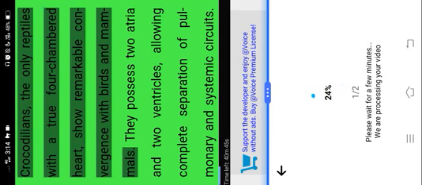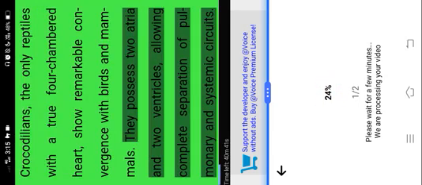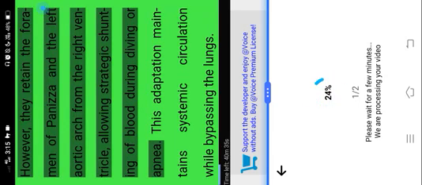Crocodilians, the only reptiles with a true four-chambered heart, show remarkable convergence with birds and mammals. They possess two atria and two ventricles, allowing complete separation of pulmonary and systemic circuits. However, they retain the foramen of Panizza and the left aortic arch from the right ventricle, allowing strategic shunting of blood during diving or apnea. This adaptation maintains systemic circulation while bypassing the lungs.